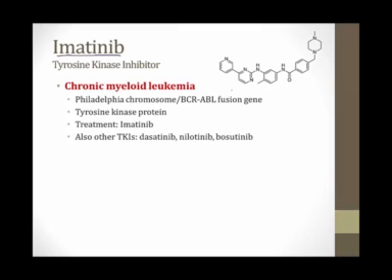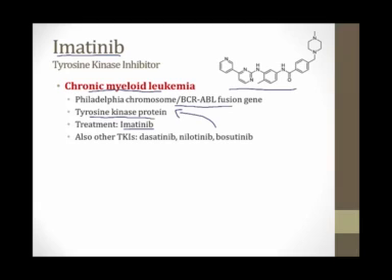Imatinib is also not an antibody. This is its structure here. It is a tyrosine kinase inhibitor, and its major role is in chronic myeloid leukemia. I talk about this in detail in the hematology section in the videos on leukemia, but by way of brief review, in CML, the Philadelphia chromosome leads to fusion of a BCR-ABL fusion gene. This gene produces a tyrosine kinase protein, so you can treat CML with the tyrosine kinase inhibitor imatinib, which will inhibit this tyrosine kinase protein.